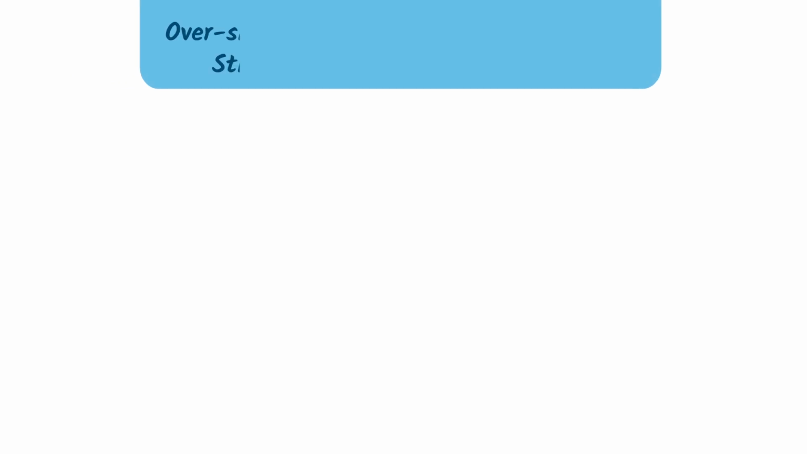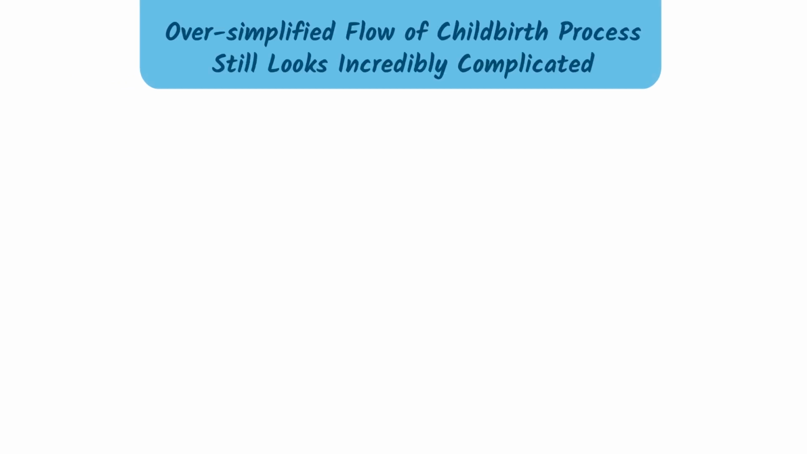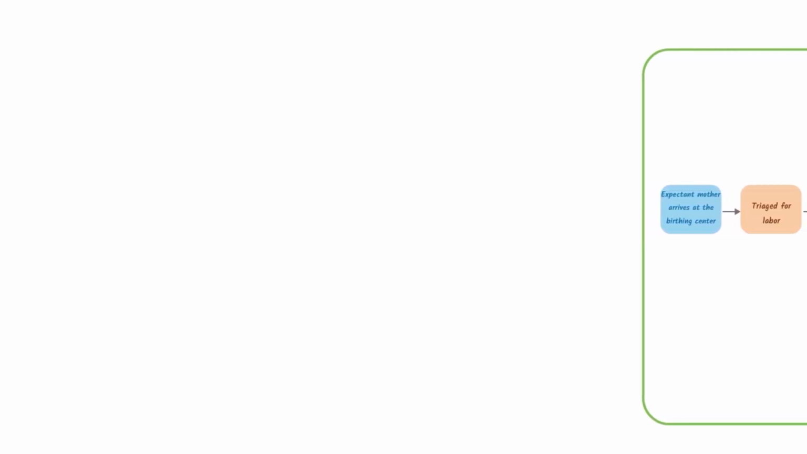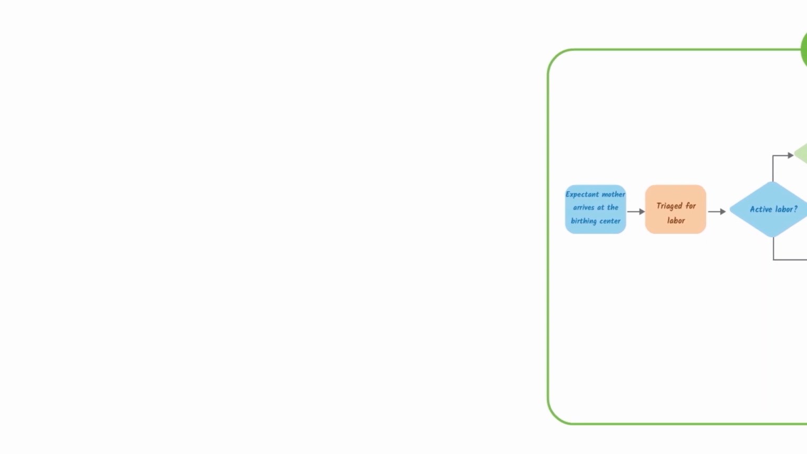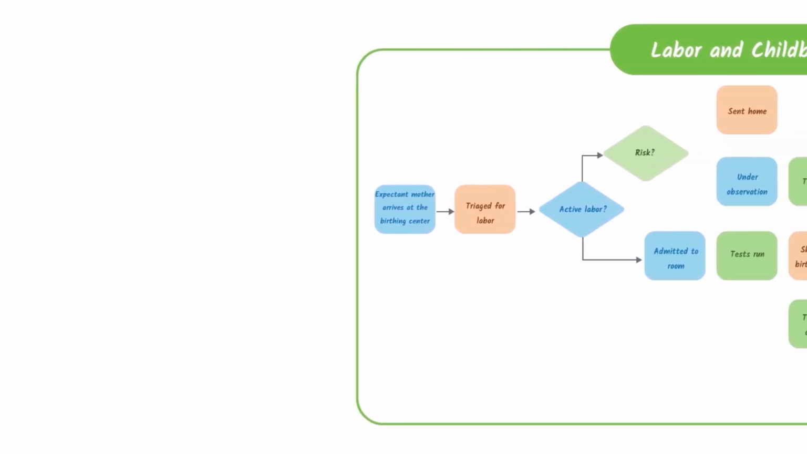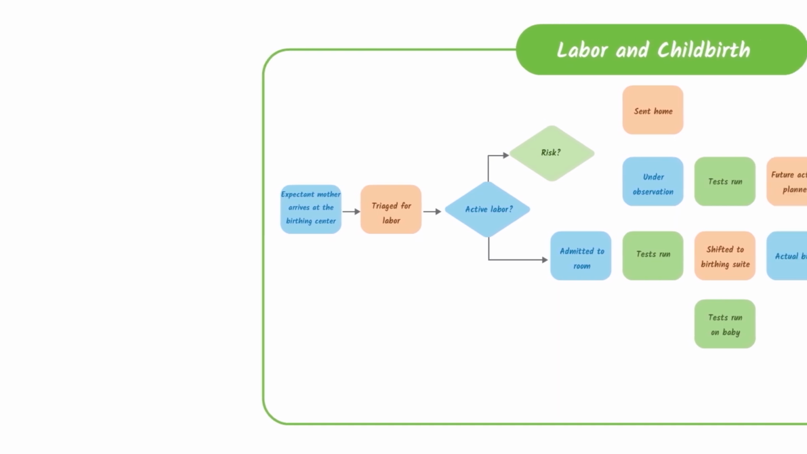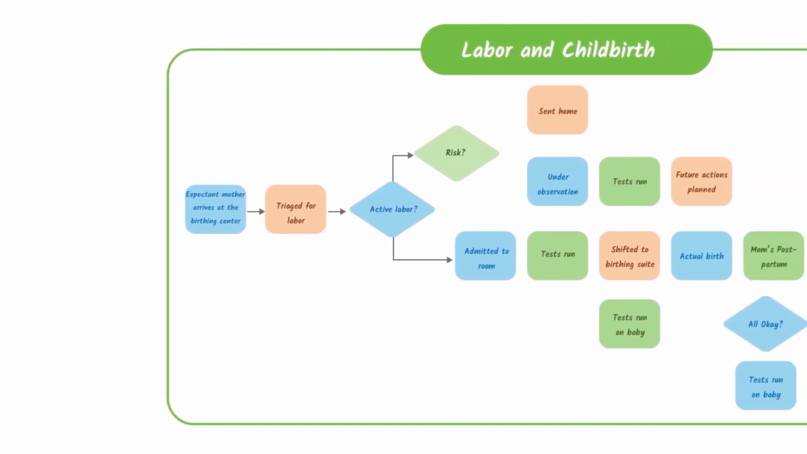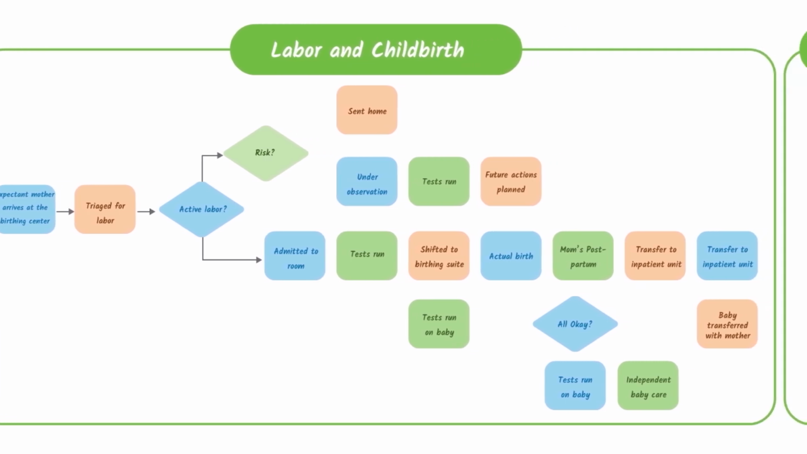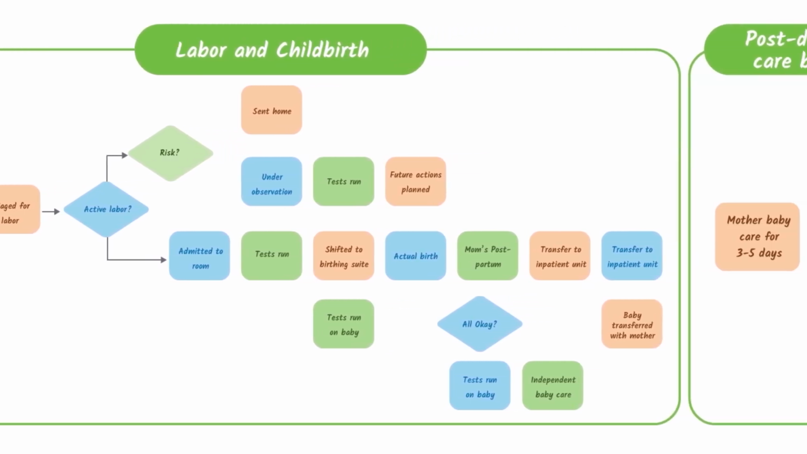Now, want to see a real life example of a value stream? Here you go. This is the value stream showing the childbirth process. This looks busy and complicated. And isn't this just a process map? Well, agreed, it is complicated, but it is not a process map.